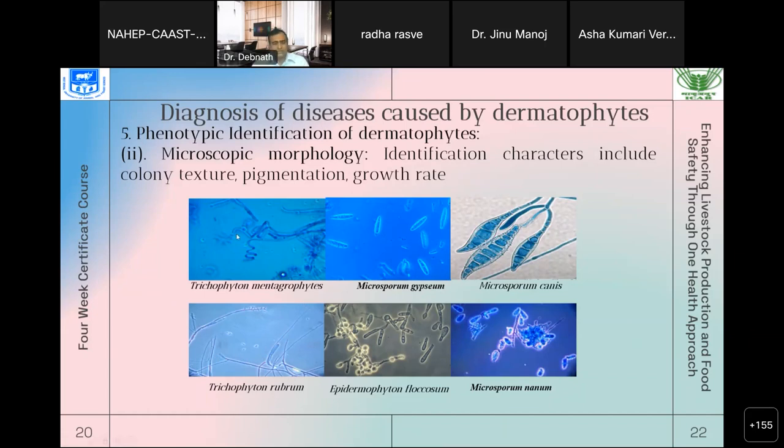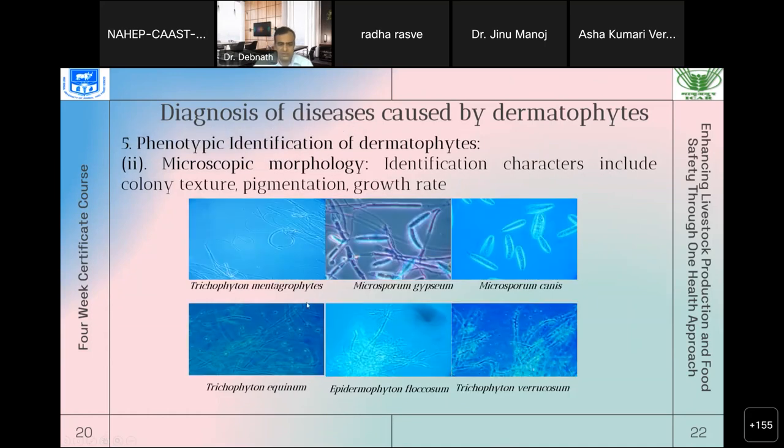Now Trichophyton mentagrophytes, this kind of hyphal arrangement. No other dermatophyte will show you this kind of hyphal arrangement, which we call spring-like hyphal arrangement. In the next slide also you will see this spring-like hyphae. You will get it only in Trichophyton mentagrophytes.